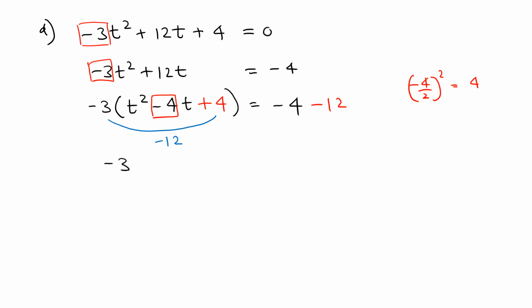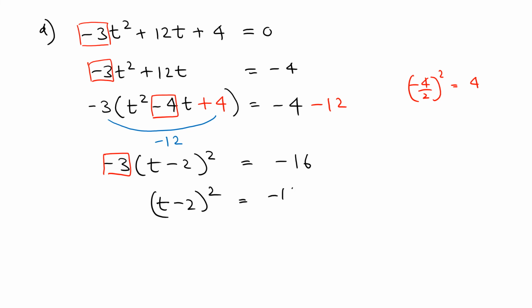Now it's a 3, and this is a complete square, which is 3 times half of the coefficient, negative 2, squared on this side. The other side is negative 4 minus 12, which means negative 16. And you can see both are negative. Now we're going to divide by this negative 3. So negative 2 squared equals negative 16 divided by negative 3. Negative negative cancel, you get 16 divided by 3.